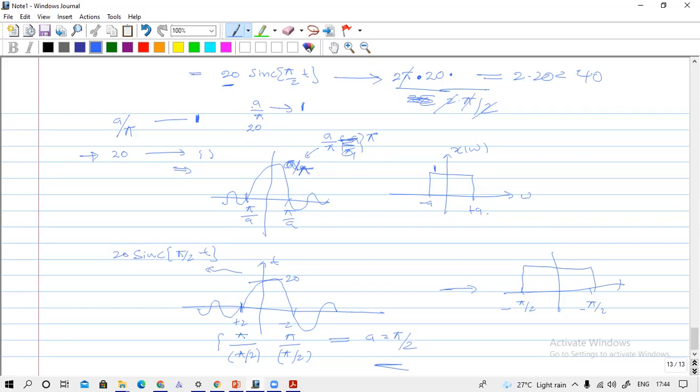So how does this A by 5 map to 1? You can see that here you have A by 5, and it is divided by A and multiplied by 5, no? So that way you can map it to 1. Now we have 20 here.